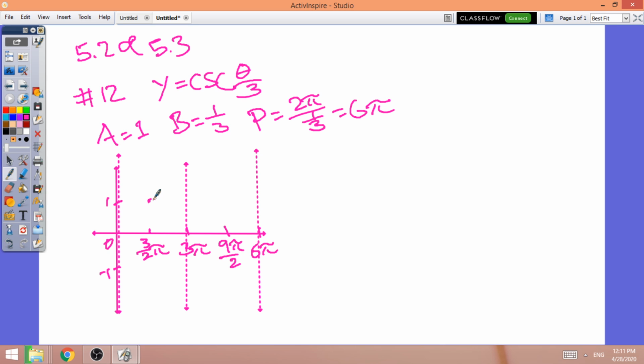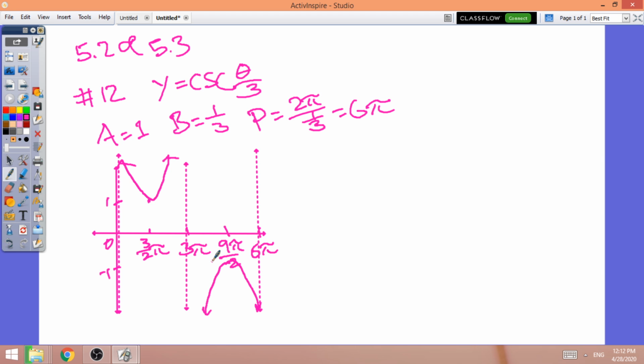So we have the vertex at 3 half pi, comma 1. So that's a parabola, like that. And then down here at 9 pi over 2, comma -1. So here's another parabola. Okay, so this one is for number 12 of the packet, 5.2, 5.3. So let's see what else the students have for the questions. So number 12, 13, and 23.